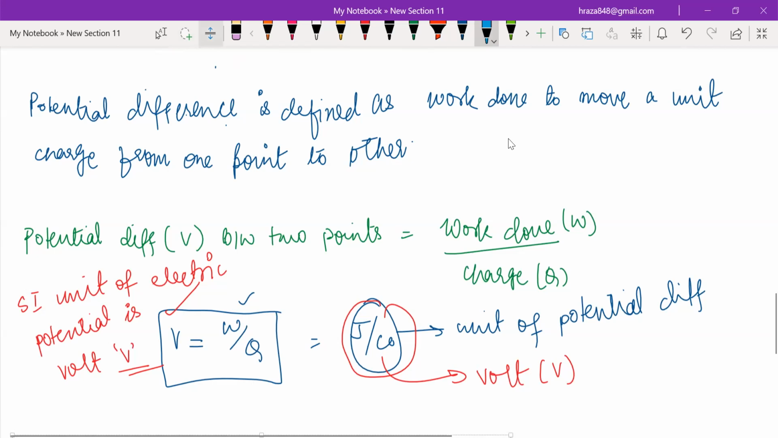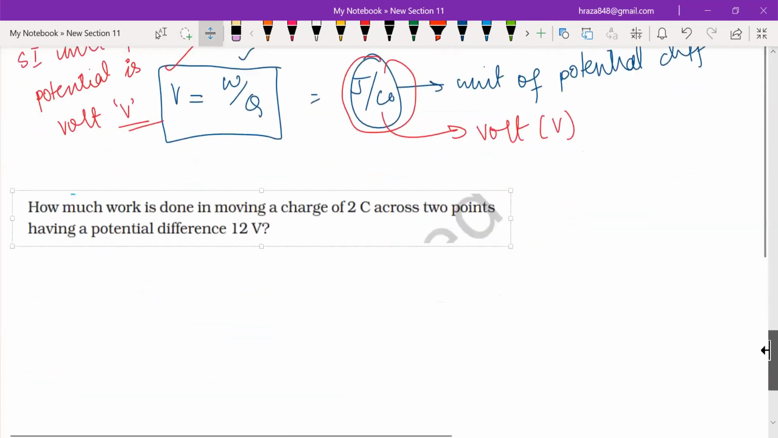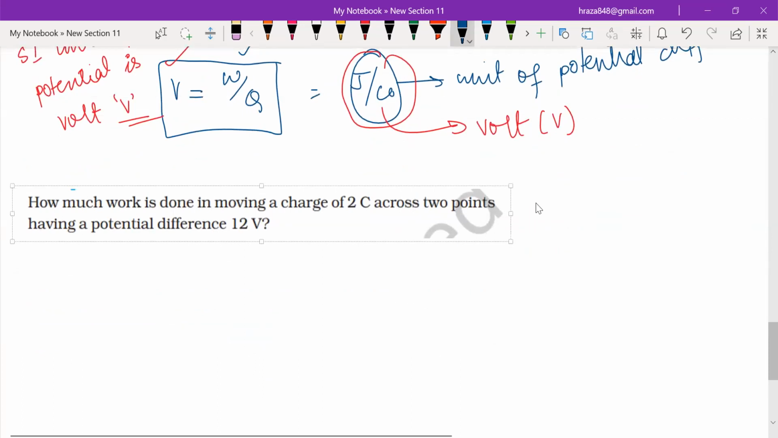Now, please apply this formula and do this question. It's very easy. Okay, sir. So 24 joule.